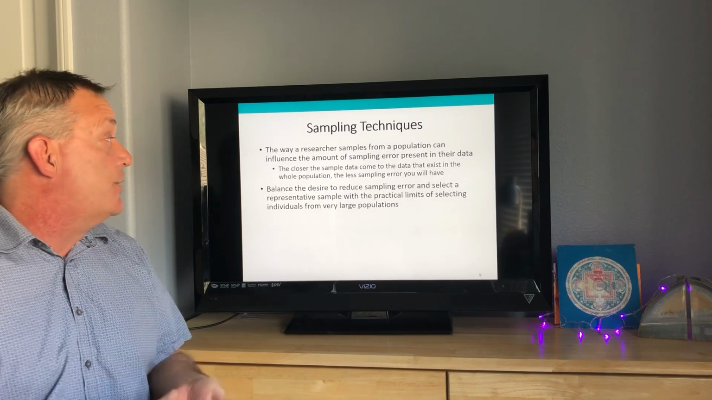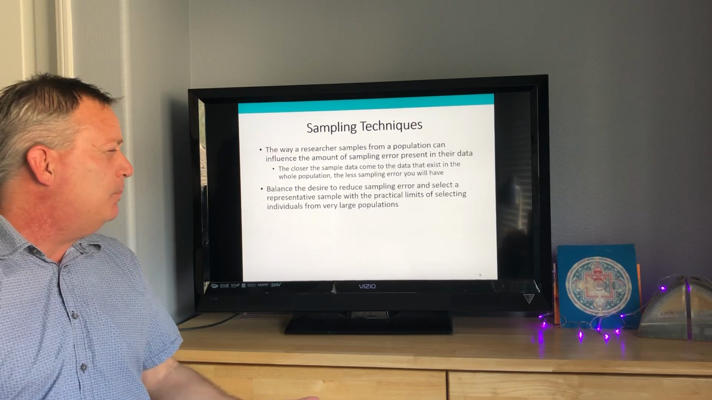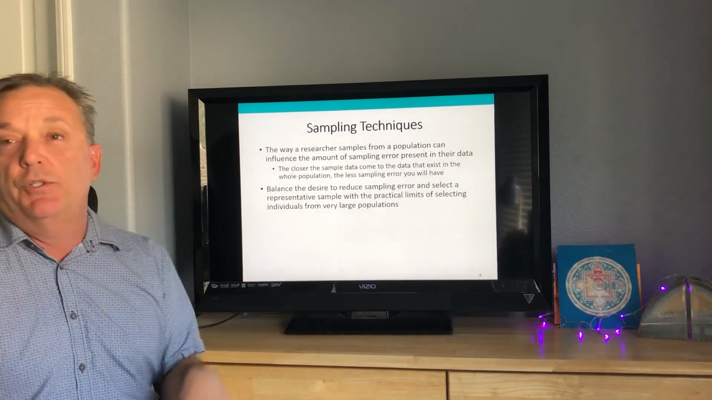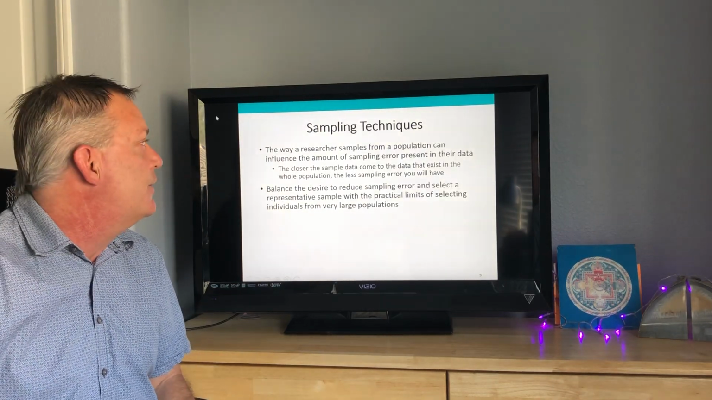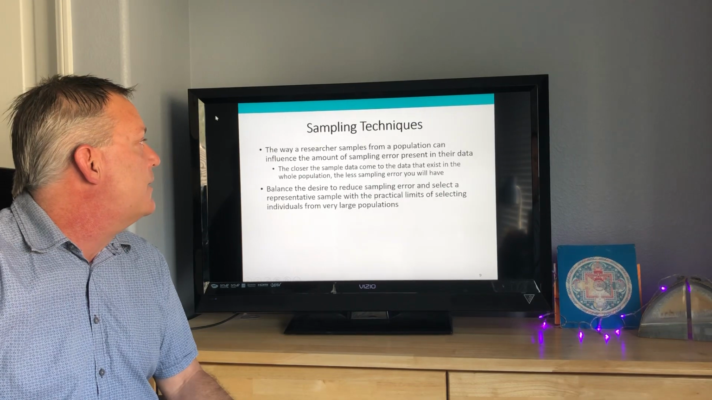You want to, of course, balance the desire to reduce sampling error and select a representative sample with the practical limits of selecting individuals from very large populations. Obviously, we talked about that, right? You can't get everyone from the population, so you've got to balance that.